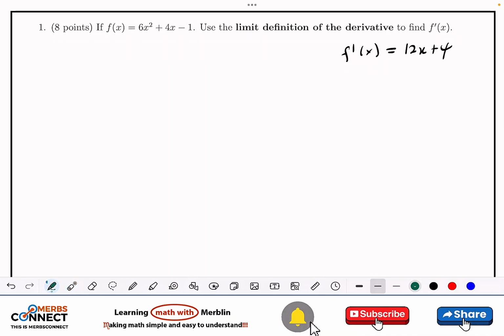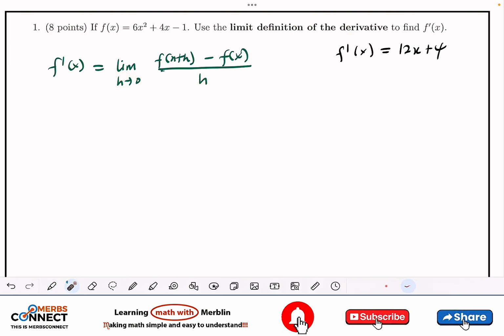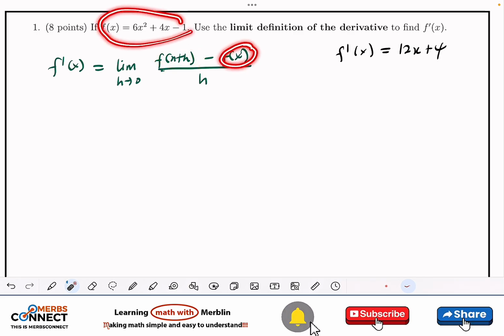What's the formula? So f prime of x is equal to the limit as h approaches 0 of f of x plus h minus f of x, all divided by h, right? So the only problem here is when you plug in the 0 here, this will just blow up. So what are we going to do? We just need to look for this, but we have this which is equal to this.